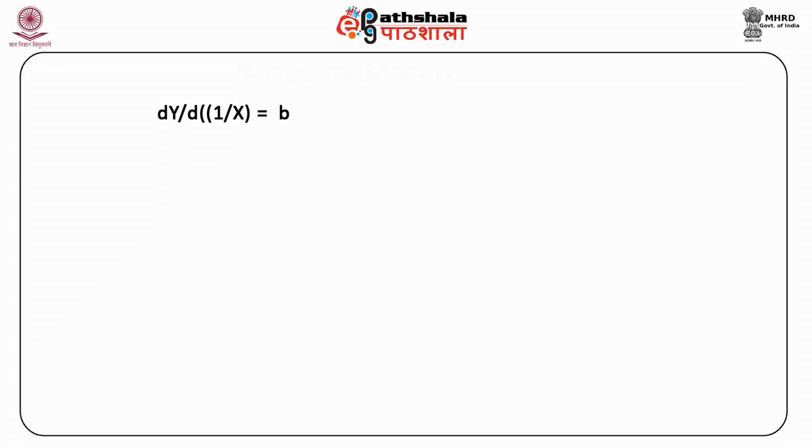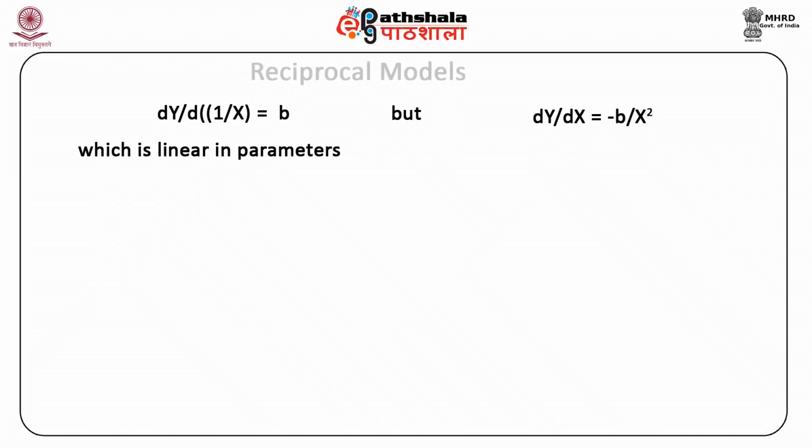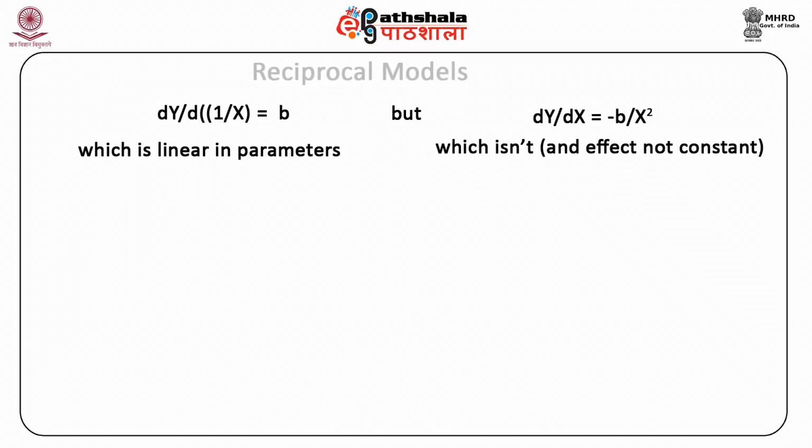Now dy/d(1/x) is equal to b, or I may say that b is equal to dy/d(1/x). But dy/dx is now equal to minus b/x², which is linear in parameters, but which isn't, and the effect is not constant. So if you compare dy/d(1/x) equal to b, it is linear in parameters. But if you compare dy/dx, which is equal to minus b/x², this is not linear and the effect is not constant.